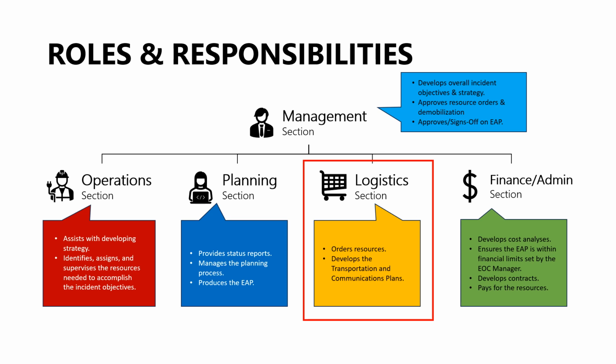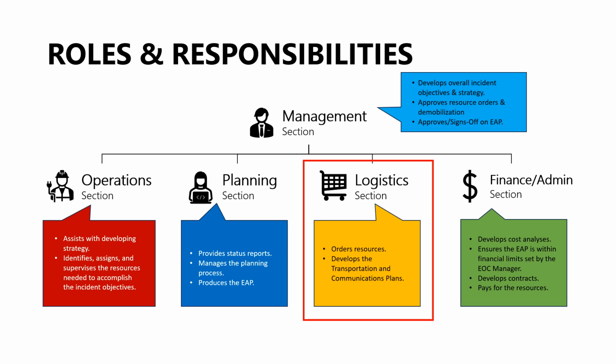Some of the roles and responsibilities for each of those 5 sections. Management section, they're developing the overall incident objectives and strategy, approving and signing off on that EOC action plan. Operations, they're assisting with the development of that strategy. They're identifying, assigning, and supervising the resources needed to accomplish those objectives created in the EOC. The planning section, they're providing those status reports, maintaining the planning process, that planning P, and they're producing that EOC action plan. Logistics section is ordering resources, and they're developing that internal transportation and communication plan as needed.